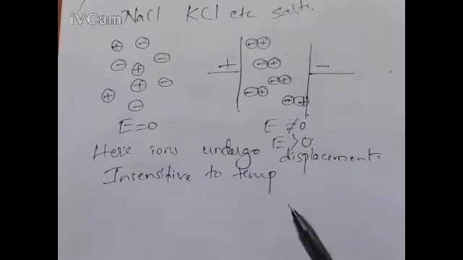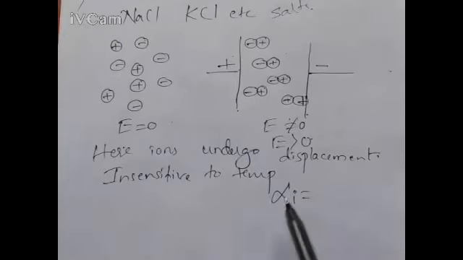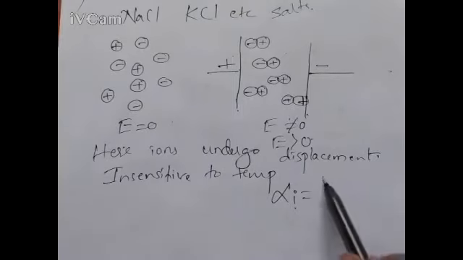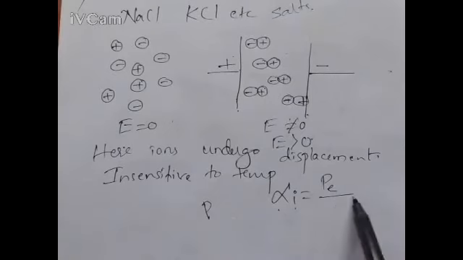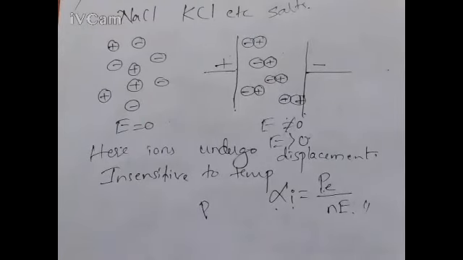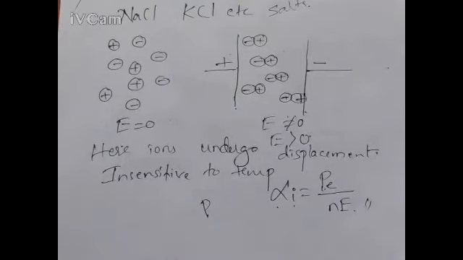In this case, alpha I is equal to, where I stands for ionic polarization, alpha stands for polarizability, and P is polarization, PE divided by NE. Don't bother about this equation, we will solve that in the derivations. The third one is orientational polarization.